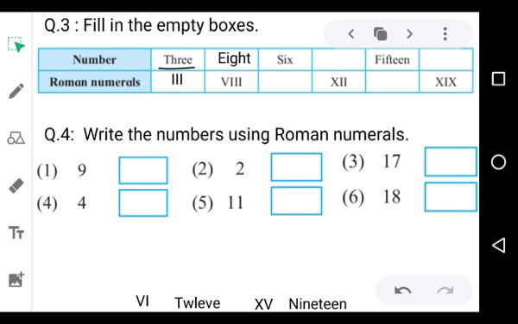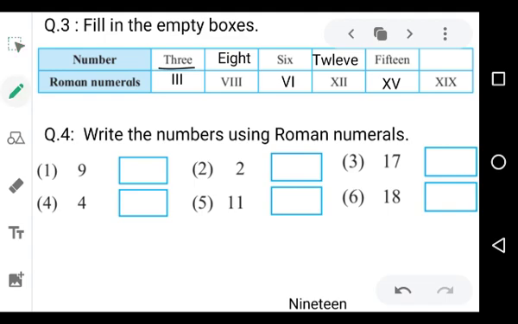Next is 6. 6 means 5 plus 1. 5 plus 1 means V and I on the right side of V. Next is X and 2 times I, that is 10 plus 2, 12. So here we write 12 in words. Next is 15. 15 means 10 plus 5 and we have a symbol X for 10 and V for 5. So XV is 15.